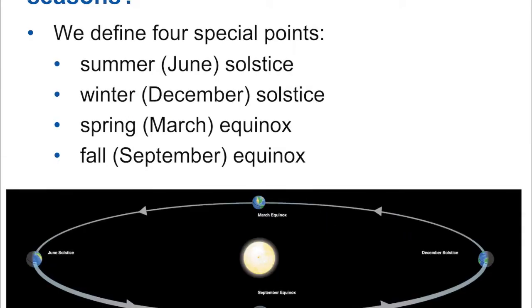Okay? This is just summing up the special points, the same figure again, the equinoxes and the solstices. These are the special points. Okay?